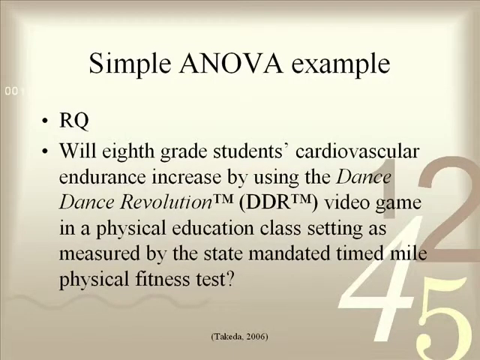I want to give you an example of a simple ANOVA, another term for which is a one-way ANOVA. This is from a former grad student. It's a pretty interesting study. The research question was: will 8th grade students' cardiovascular endurance increase by using the Dance Dance Revolution video game in a physical education class setting, as measured by the state-mandated mile fitness test? Okay, so we've got DDR, physical education, in a class.